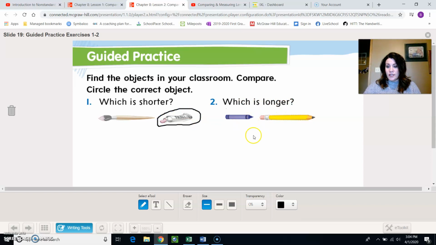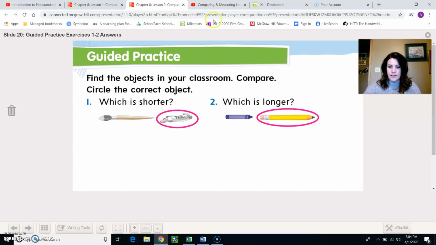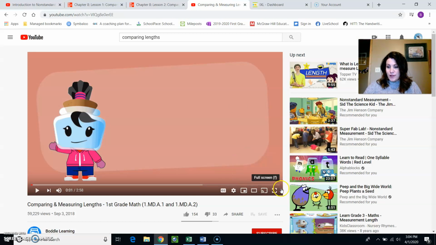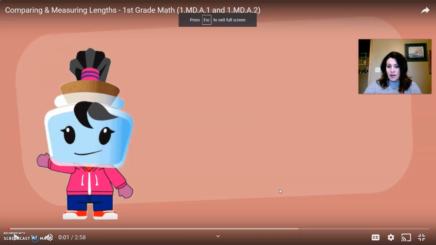Which is longer? Ooh, I'm pretty sure it's that pencil. So I would circle, ooh, messy circle, the pencil. All right, now, oh, and look, we got it right. Woohoo! Now I have a little video for you that you're going to watch on comparing lengths. Here we go.